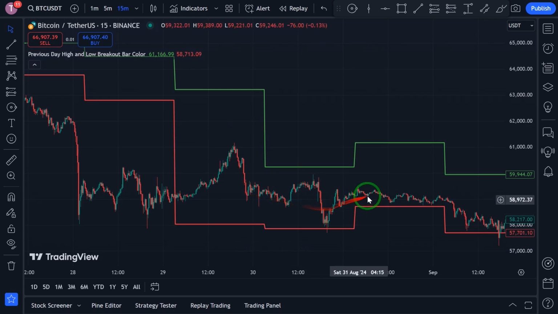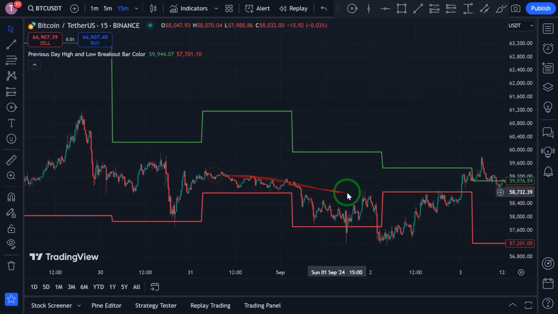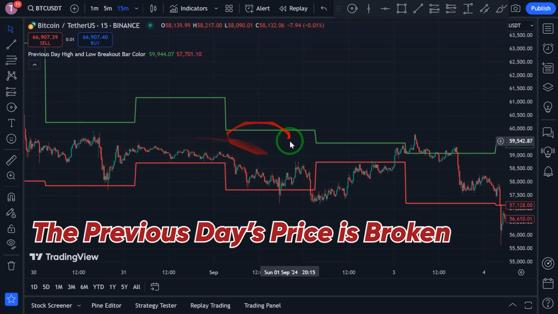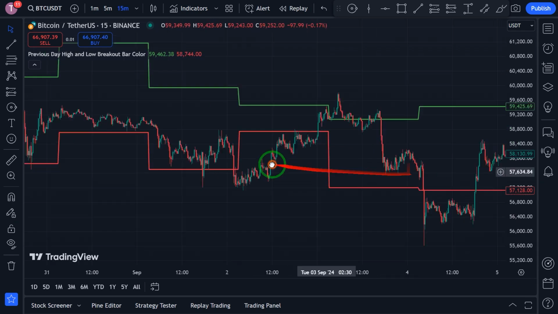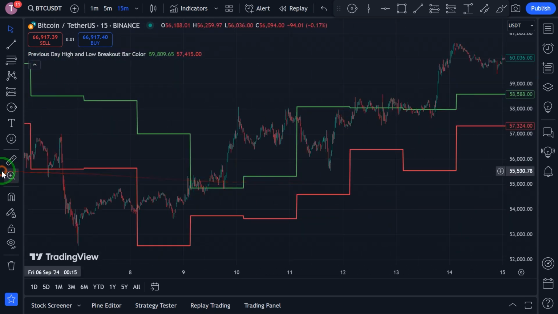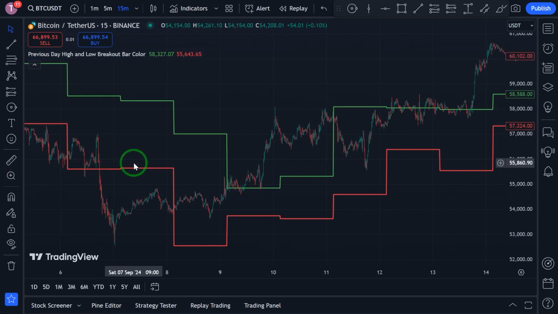You should note that this indicator only produces signals when the previous day's price is broken. Otherwise, no signals will be generated. You can still be profitable in the market with just this indicator and grow your accounts. However, to achieve better results from this strategy, we need to add a second indicator to our chart.